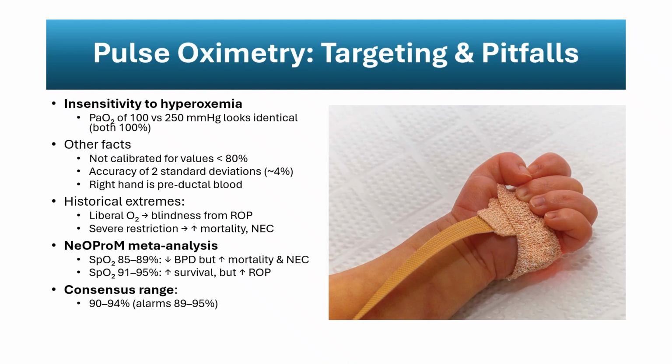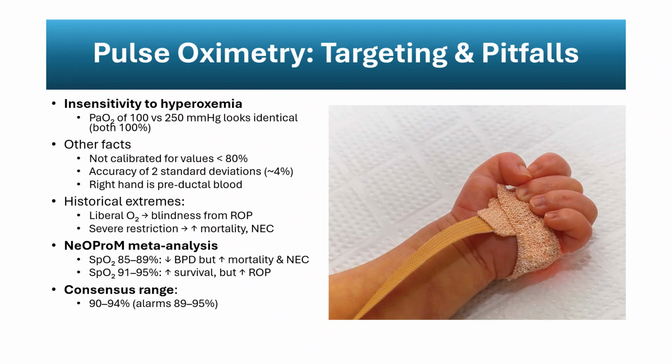Historical practice shifted dramatically as both liberal and restrictive oxygen strategies produced harm. High oxygen exposure contributed to retinopathy of prematurity and oxidative lung injury, whereas overly tight restriction increased mortality and necrotizing enterocolitis. The NeOProM meta-analysis comparing target ranges confirmed these trade-offs.